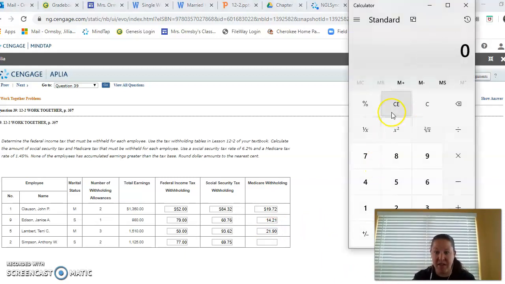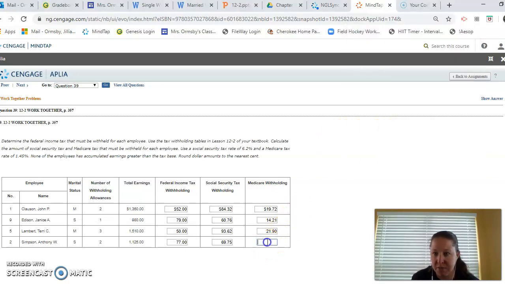And then lastly, we have Anthony. Anthony made $1,125. Multiply that by 0.0145. And again, here's another situation where it gives us more decimals beyond the nearest penny. And so because the number in the thousandths spot is a 2, if it's a 0, 1, 2, 3, or 4, it just falls off. So this amount here is going to be $16.31. So that is how you determine how much money you should withhold from your employees' paychecks for federal income tax, Social Security tax, and Medicare tax.